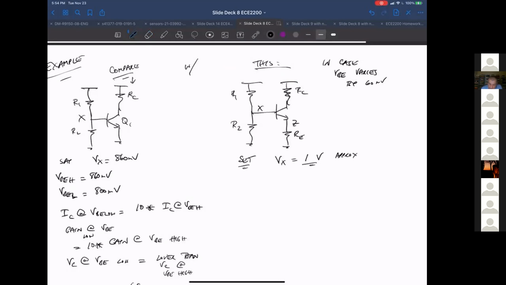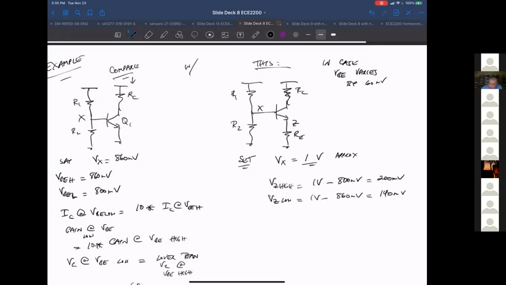Okay, so now let's say VBE changes between 860 and 800 millivolts. So V sub Z high is 1 volt minus 800 millivolts, so that's 200 millivolts. And V sub Z low is 1 volt minus 860 millivolts, or 140 millivolts.